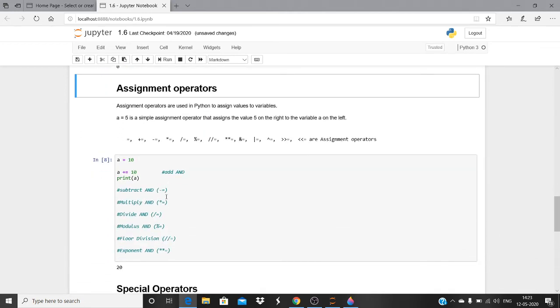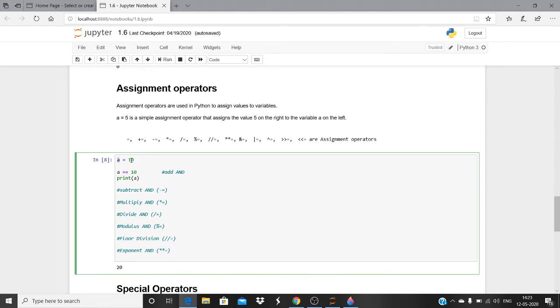Then assignment operators. Assignment operator is just like assigning a value to variables. So we assign value 10 to a. The equal sign is not actually equal to in Python or in C and many other languages. The equal to sign is like equal to equal to. This is called the assignment operator. It assigns a value to a variable. It means the value 10 will be assigned to a.